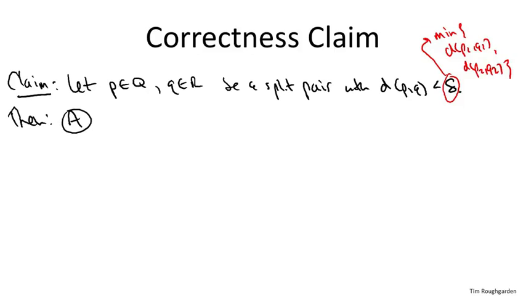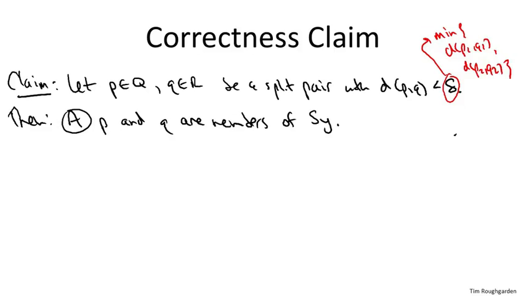But remember, we're interested in the case where there is a split pair that has distance less than delta, where there is a split pair that is the closest pair. So the claim has two parts. The first part, part A, says the following: if there's a split pair P and Q of this type, then P and Q are members of SY. Now let me just redraw the cartoon.